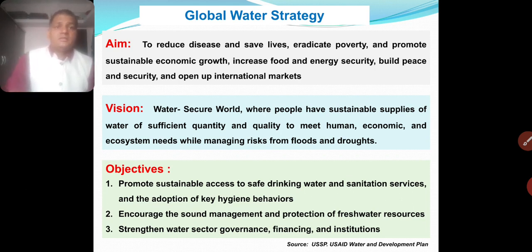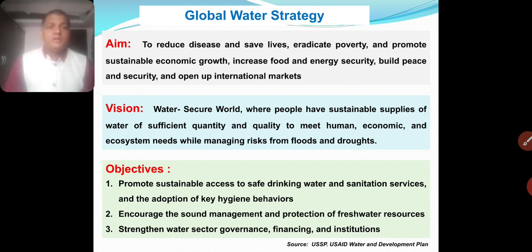in their plan. What is the aim? To reduce diseases and save lives, eradicate poverty. You have to remove the poverty, reduce the diseases, save the lives, and promote sustainable economic growth. Whatever growth there is, that should be economical and sustainable, and on that particular point you have to focus. Also you have to increase food and energy security, build peace and security, and open up the international market, so that you will become a great country, a rich one.